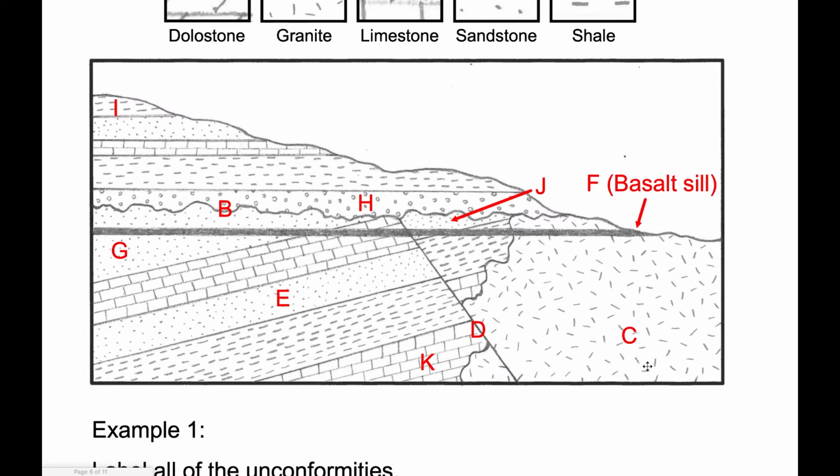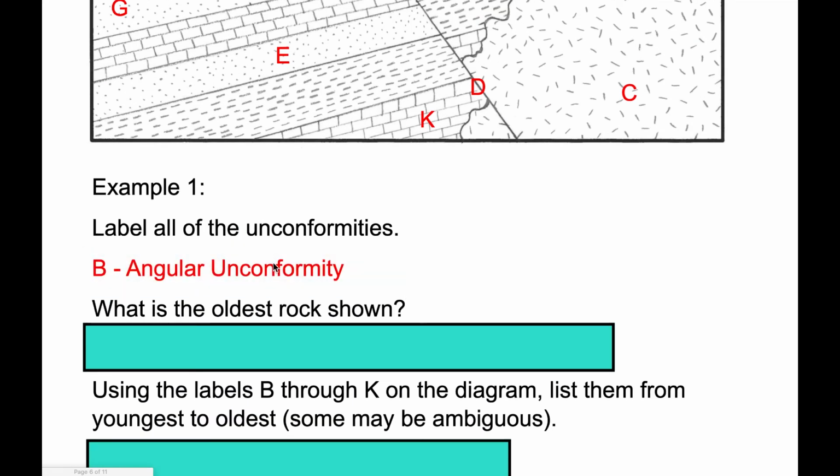This example here is an igneous intrusion. So this squiggly line actually represents the edges of the igneous intrusion, whereas this squiggly line represents an unconformity. As you can see, the sedimentary layers below the unconformity are at an angle. The sedimentary layers above are horizontal. Therefore, this is an angular unconformity.